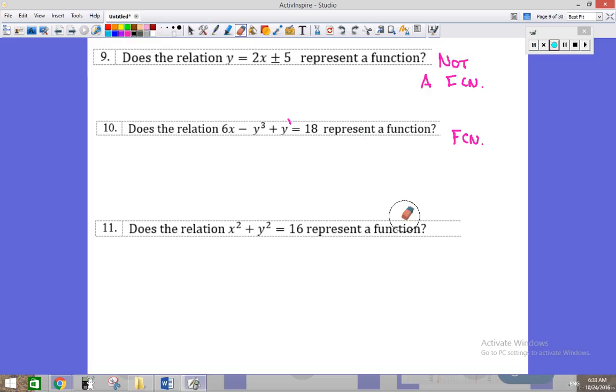Let's take a look at this last one. If you're familiar with what the graph looks like, this is a circle of radius 4 centered at the origin, and it fails the vertical line test. This is not a function.